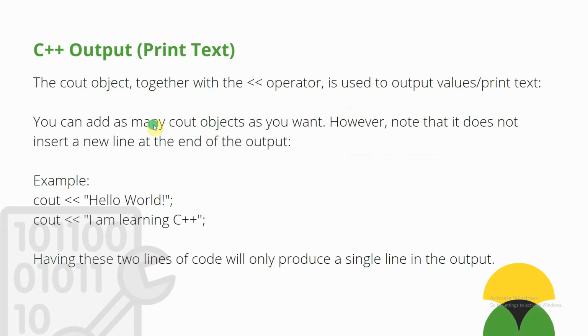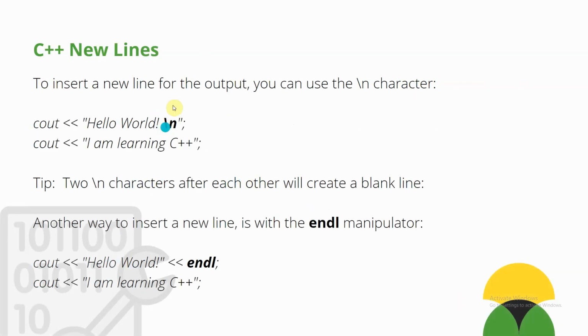So you can add as many cout objects as you like, but this does not mean that after adding one on a line of code, it will also add a new line at the end of the output. So for example, this will not produce two lines, but rather only a single line at the output of your code. So you need to have the \n character at the end of the first line, so it will create a new line after running this. So this is what the code will look like.